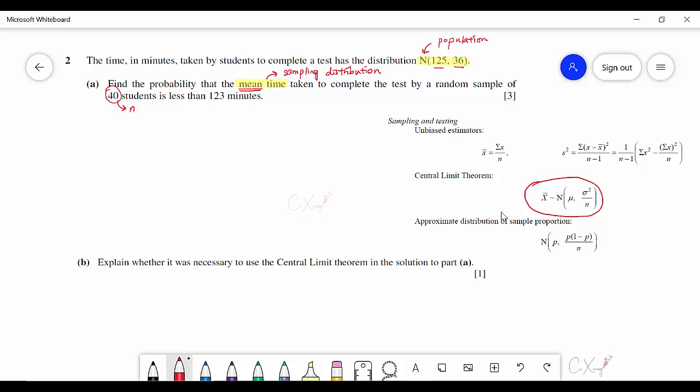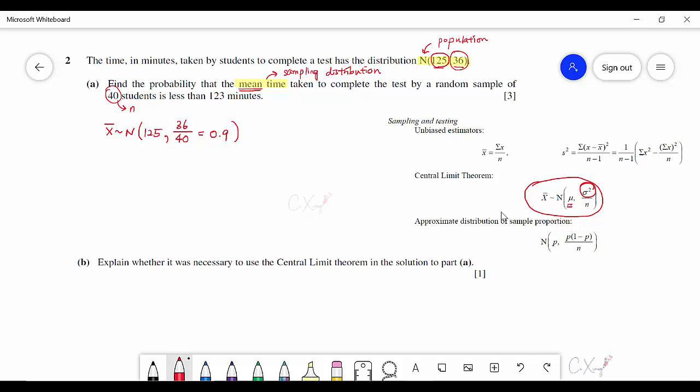Okay, so we need to calculate out the sample mean. Okay, so the mean for a sample mean will be equals to mu, which is actually from the population. It is 125. And you need to get the variance for sampling distribution. So to get the variance for sampling distribution, refer to this one, sigma square is actually the 36 from population. So you should take 36, sigma square, divided by n. So what is your n here? It will be 40.